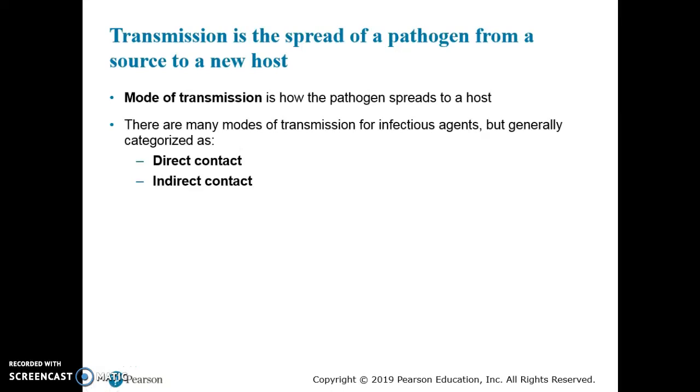Okay, part 2 of chapter 9 is looking at how organisms can be transmitted from one host to another, and that's going to be referred to as the mode of transmission. All right, how does the pathogen spread? And there are two major categories: direct contact and indirect contact.